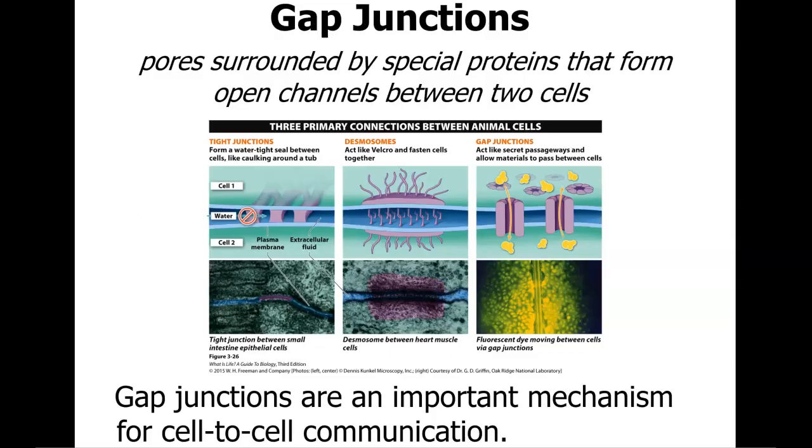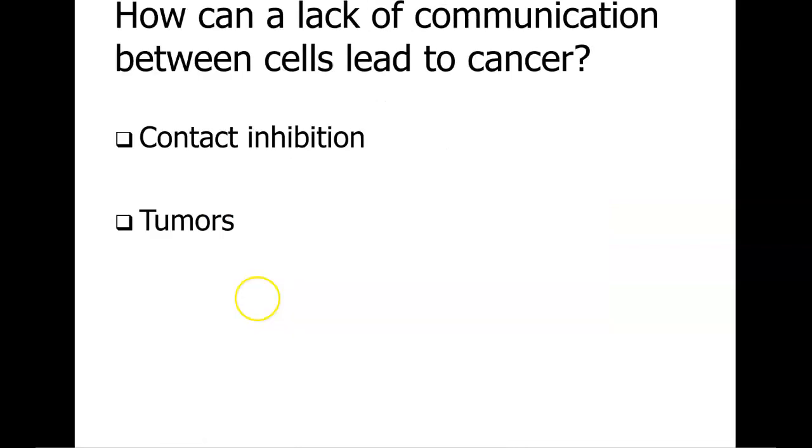And then you have your gap junctions. These are going to be pores surrounded by special proteins that are forming open channels between two cells. With these types of junctions, they're going to be important in cell-to-cell communication.